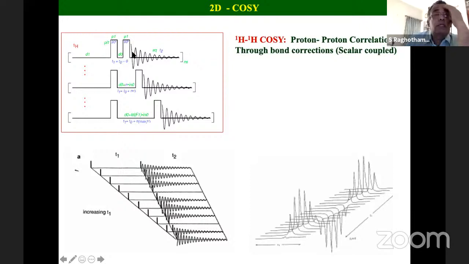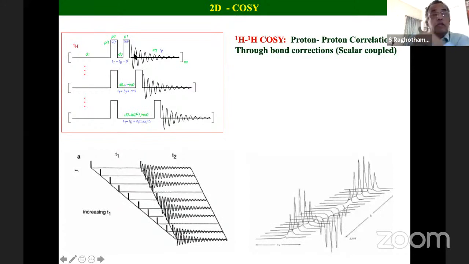Now the COSY starts with a two-pulse sequence. I mean, the basic thing is a two-pulse sequence. And then, as I said, this is the preparation period, and this is the evolution period. The time interval between the two 90-degree pulses is called the evolution period. And the last one is called the mixing. The mixing pulse is this 90-degree pulse, and eventually you detect it.